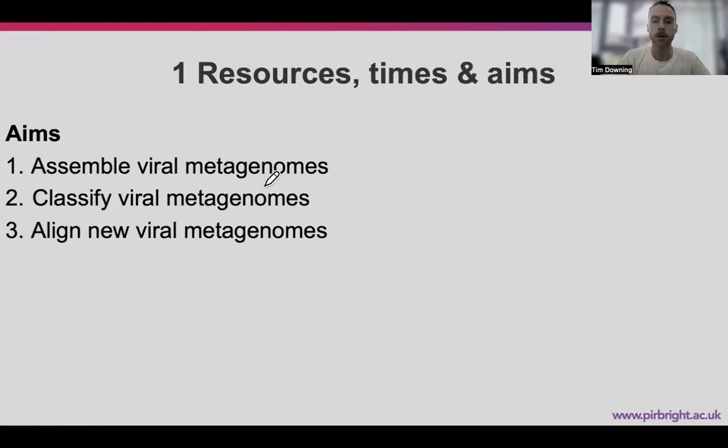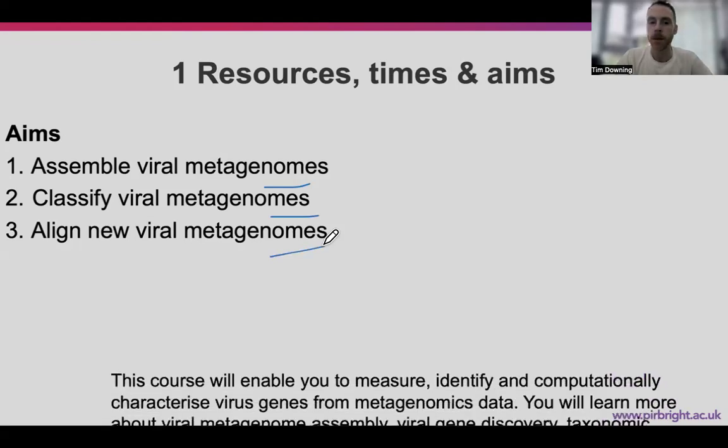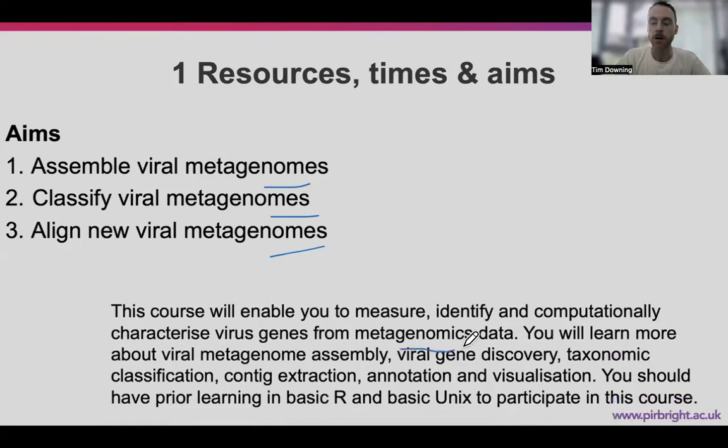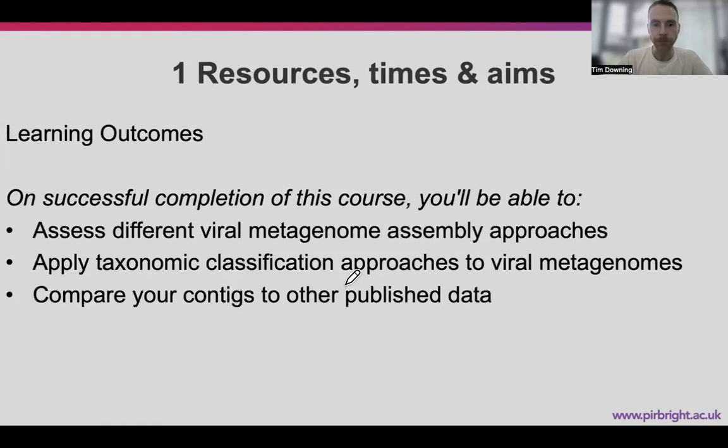So what are we trying to do here? We're trying to assemble viral metagenomes, classify them, and analyze them functionally to a small degree in the time we have available. So really we want to look at viral metagenomics data and think about viral genome assembly, gene discovery, taxonomic classification, and content extraction, annotation, and interpretation as well. By the end of the course, we want to be able to consider different viral metagenome assembly approaches, apply taxonomic classification approaches to viral metagenomes, and compare your context with other published data.